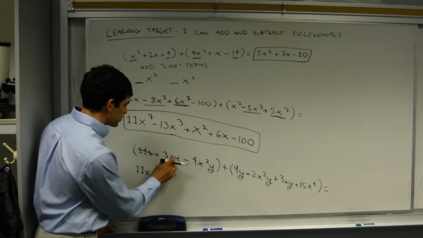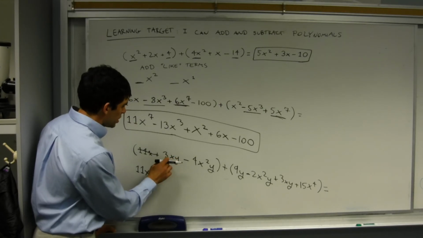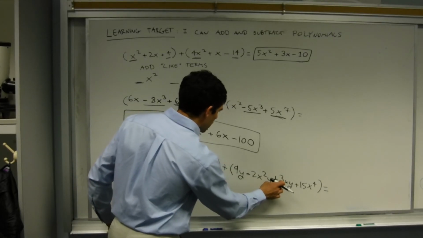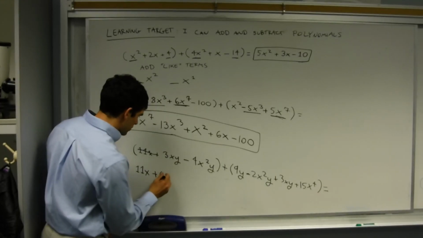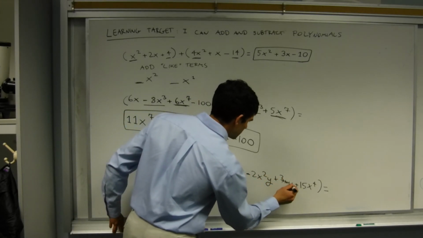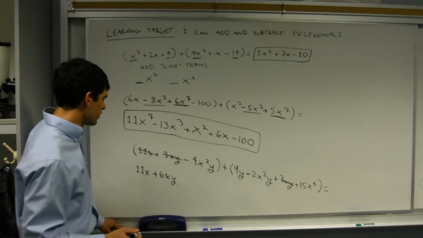Next we have terms with x, y in them. So we have 3xy here plus 3xy here. So that would be 6xy. So again, we'll cross those terms out. We don't have to worry about them anymore.